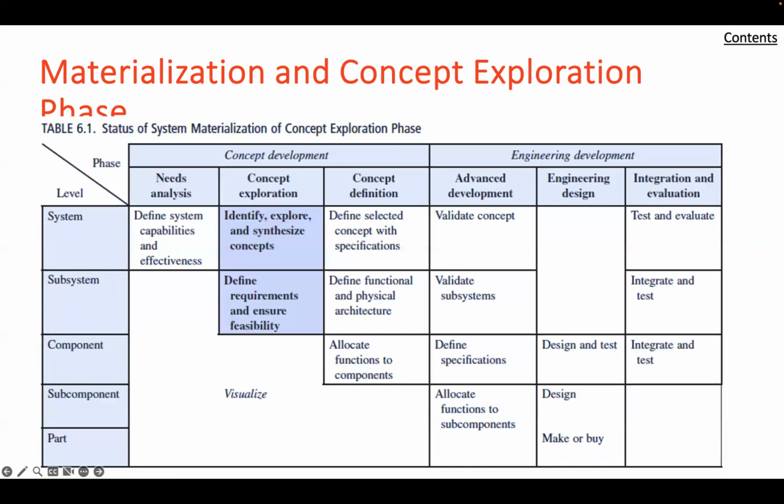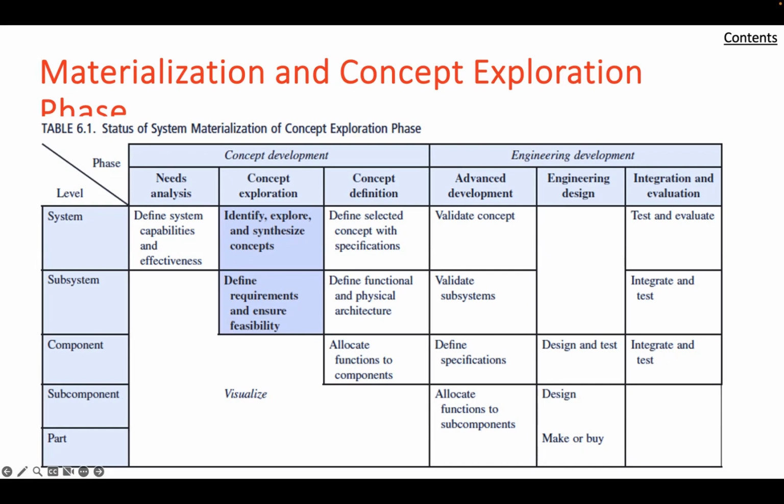Well, next, let's consider the system's materialization status. And this is what we're looking at as materialization in the concept exploration phase. So the needs analysis phase was devoted to defining a valid set of operational objectives to be achieved by a new system, while a feasible system concept was visualized only as necessary to demonstrate that there was at least one possible way to meet the projected need.